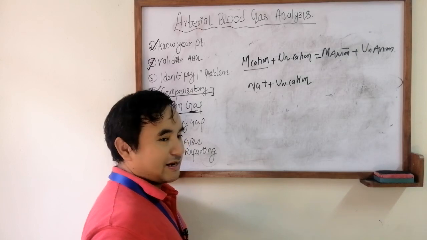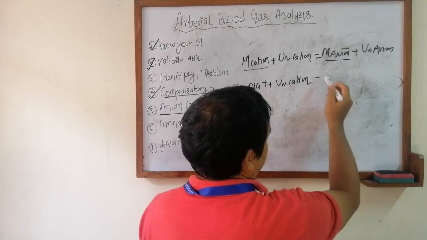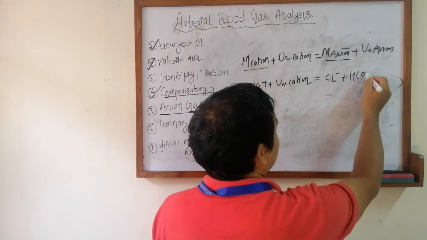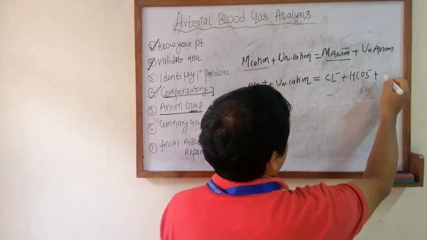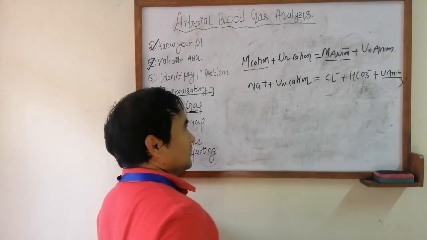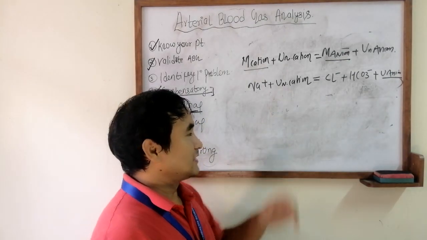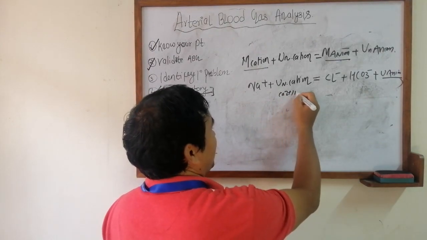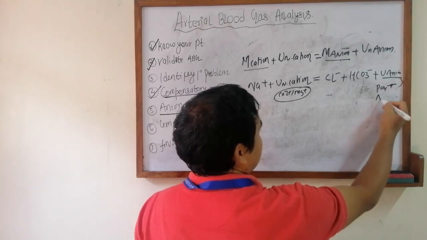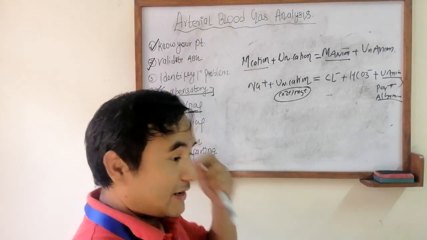There are so many anions which we cannot measure, and similarly there are measured anions, like we can measure the chloride level and the bicarbonate level. There are also unmeasured cations like calcium and magnesium. These are the unmeasured cations. Unmeasured anions are like phosphate and albumin. And there are other unmeasured anions and unmeasured cations as well.